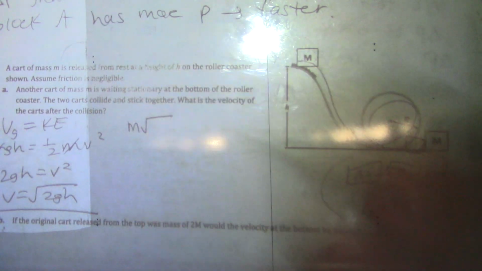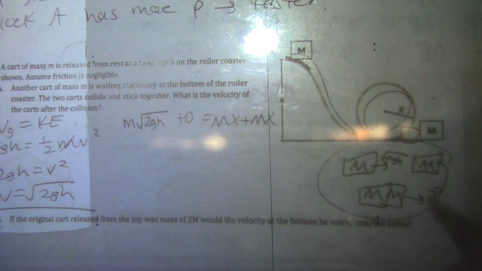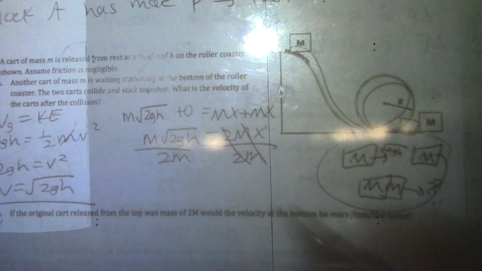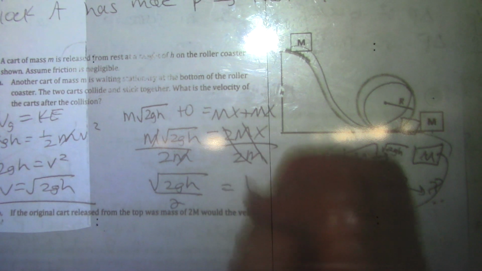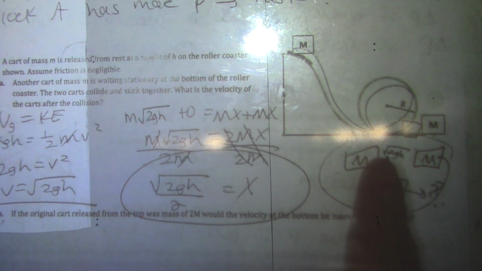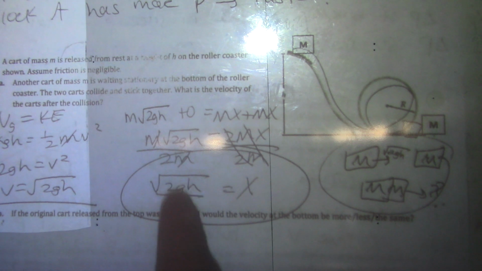This is a collision, so we're going to use conservation of momentum. Momentum before is m coming in with the square root of 2gh velocity plus the other cart's 0, equals mx plus mx. I'm looking for the velocity. You could say 2mx, which is what I'm going to jump to. m times square root of 2gh, divide by 2m, and then m and m cancel out, so you've got the square root of 2gh over 2 as the velocity they go off together. Which should make sense because I'm coming in with this velocity and picking up an identical mass, so it should exactly halve. So whatever I came down with, halved.